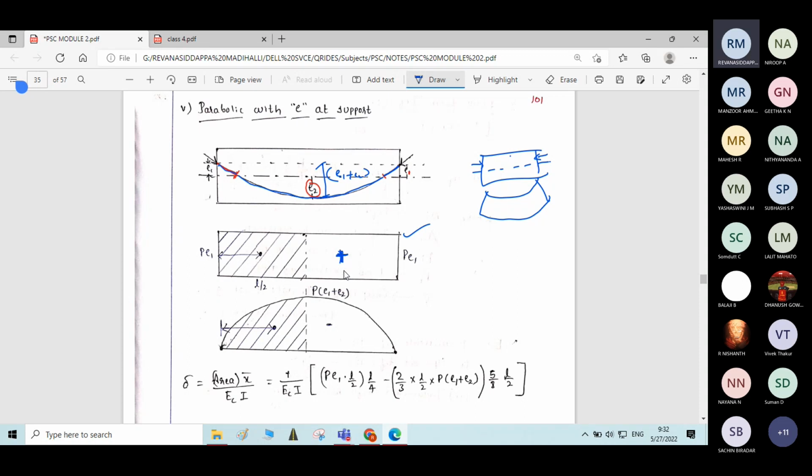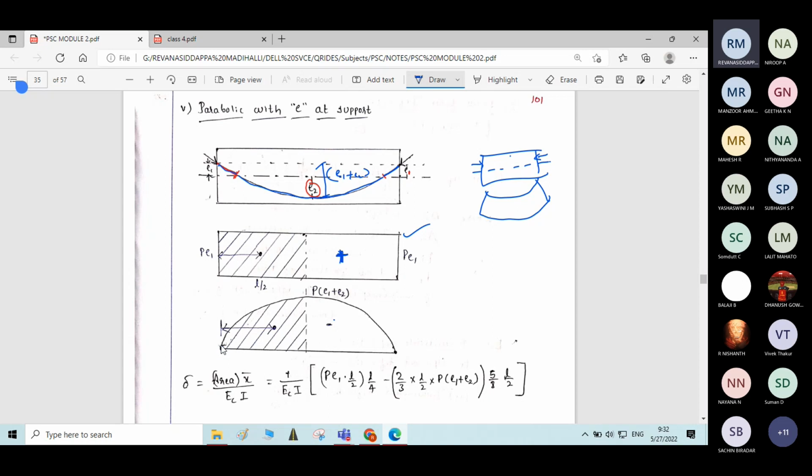Then the diagram below represents the bending moment diagram due to the combined eccentricity of E1 and E2, and it will be negative. So in this combined bending moment diagram, we deduct the bending moment due to the prestressing force, which will cause bending moment above the central axis. This portion will be deducted in this diagram.